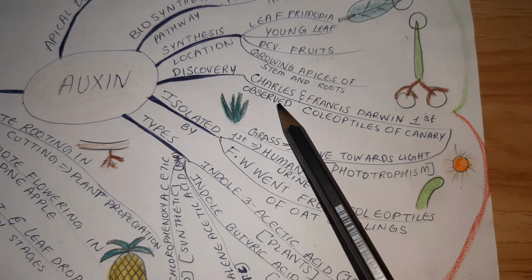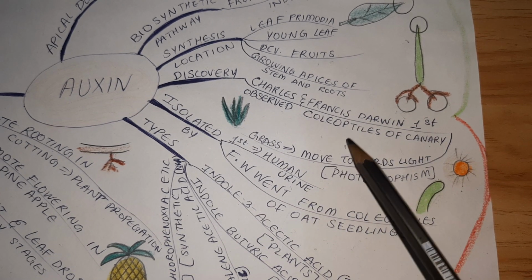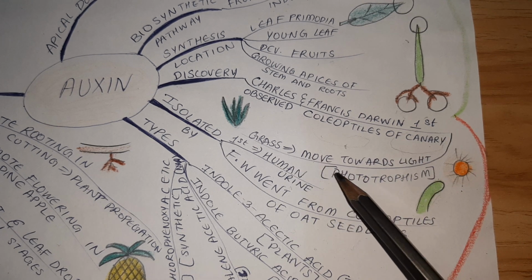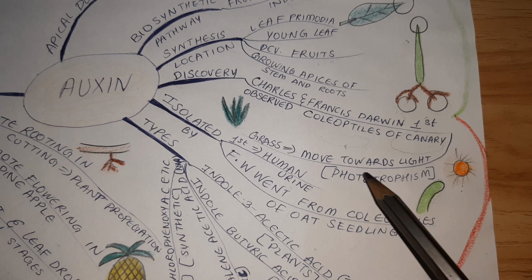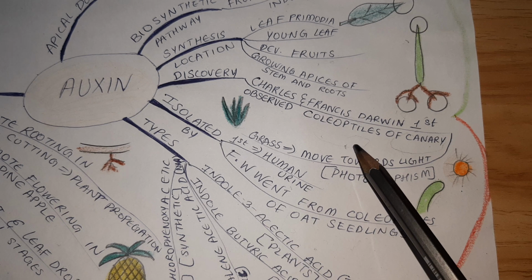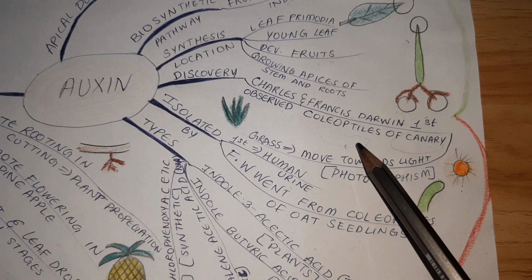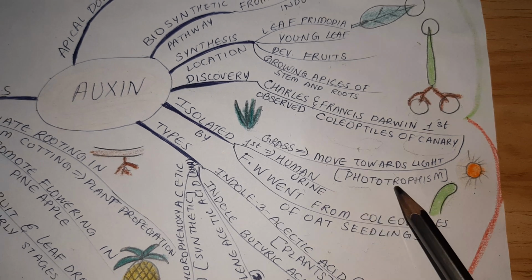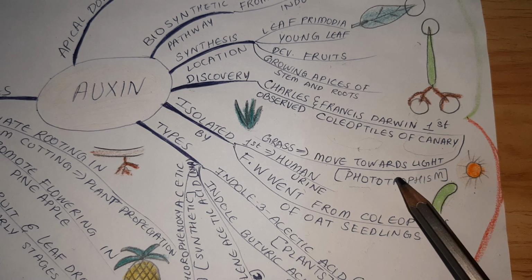It was first discovered by Charles and Francis Darwin. They observed for the first time that the coleoptiles of canary grass move towards light. Phototropism means movement towards light. So Charles and Francis Darwin concluded that in the area where the coleoptile is present, auxins are synthesized, and due to the synthesis of auxin, the phototropism phenomenon is brought about. That means the plant moves towards light where auxin is synthesized more.